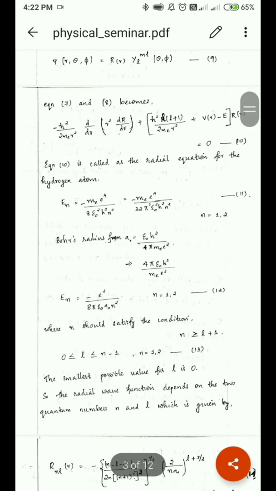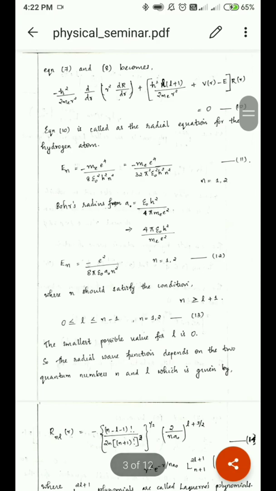This is equation 12. Now here n should satisfy the condition that n is greater than or equal to L plus 1, which can be written as 0 less than or equal to L, which is less than or equal to n minus 1, where n is equal to 1, 2, and so on. The smallest possible value for L is 0.